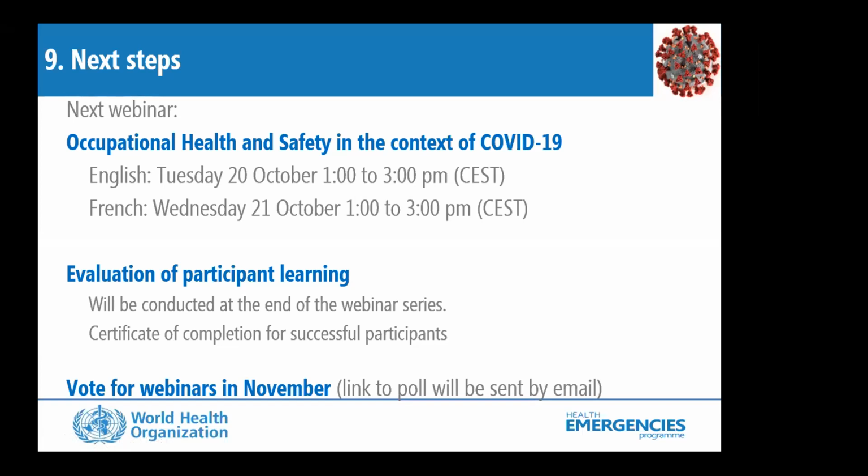And some information about evaluation of participant learning. There will be a final evaluation of participant learning at the end of the 4 webinars, and the evaluation will be cross-cutting to the 4 webinars. Further to this evaluation, successful participants, meaning those who have more than 80% of correct responses, will be provided with a certificate of completion of the webinar series.